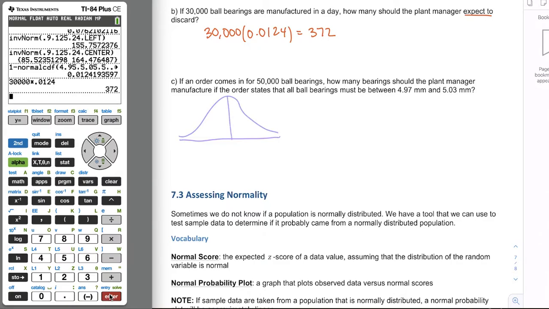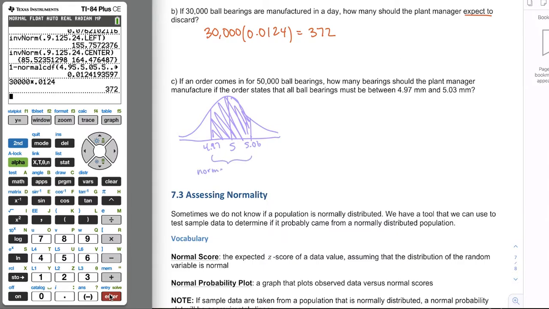Okay, so the mean is 5. 4.97 is over here somewhere. 5.03 is over here somewhere. So the order wants 50,000 ball bearings between those two values. So let's find that proportion. What proportion of ball bearings actually fall between those two values?